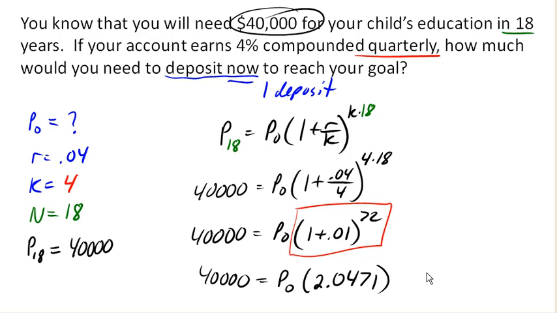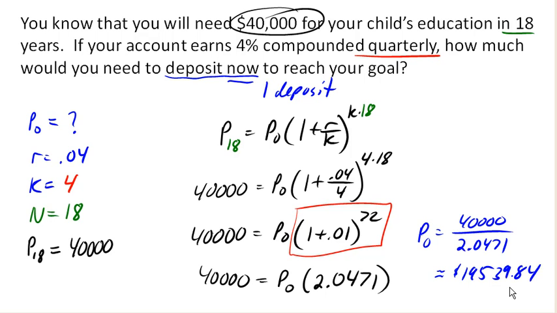So our last step to solving is going to be to divide. So we're going to go ahead and divide and get P_0 equals 40,000 divided by 2.0471. And that gives us an answer of about $19,539.84. So in other words, if you need to have $40,000 in 18 years and your account earns this rate, you would need to deposit about $19,500 now in order to reach that goal.